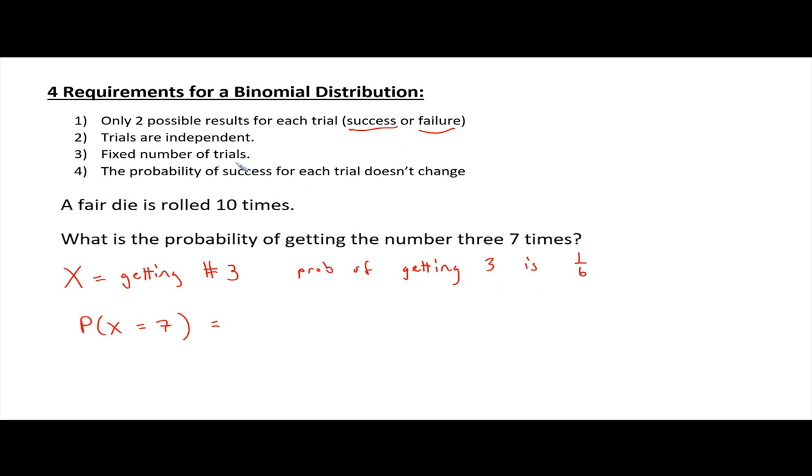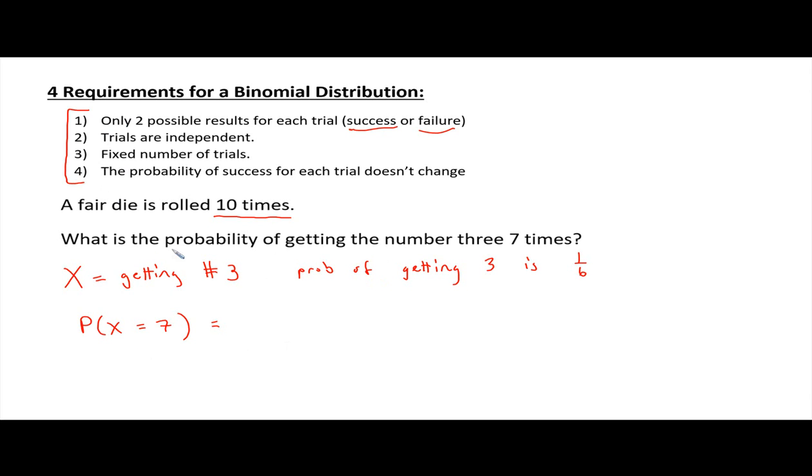3, there are a fixed number of trials. It says the die is going to be rolled 10 times. So that's our number of trials. And 4, the probability of success for each trial never changes. Every time we roll the die, the probability of getting 3 is 1 over 6. That never changes. So this question meets these 4 requirements. So when you're reading the questions, if it sounds like it might be a binomial distribution question, think about these 4 requirements and make sure the question meets them.